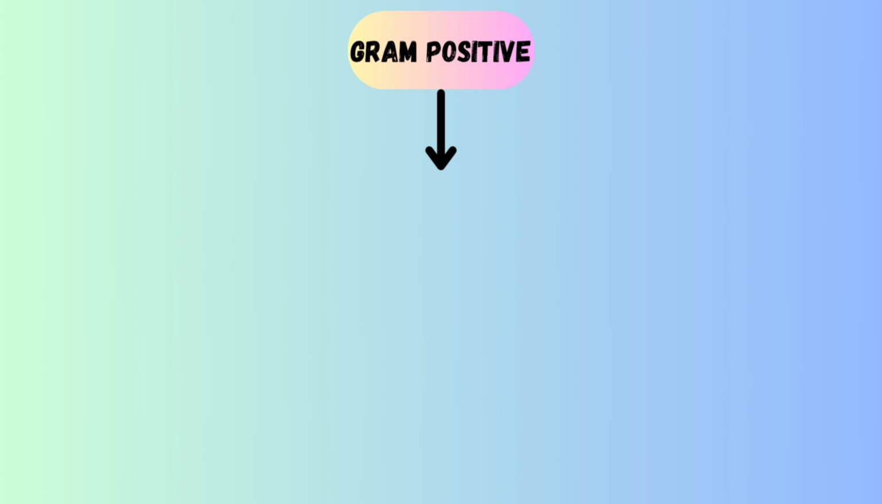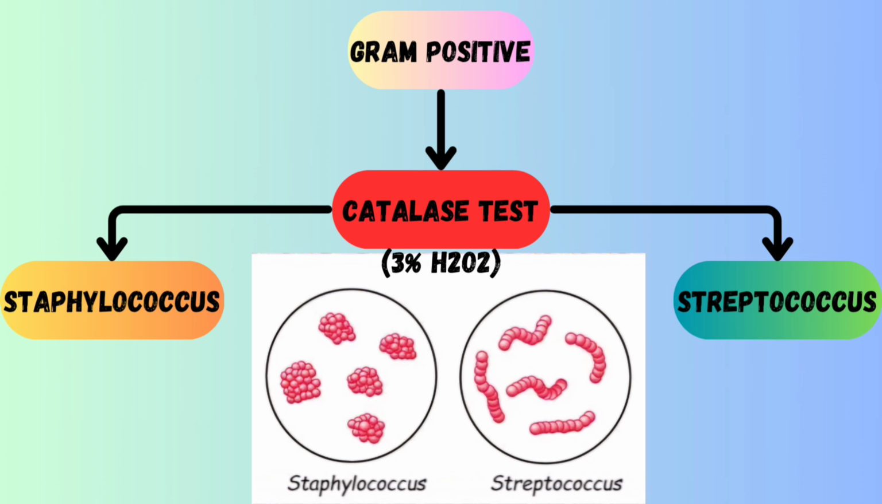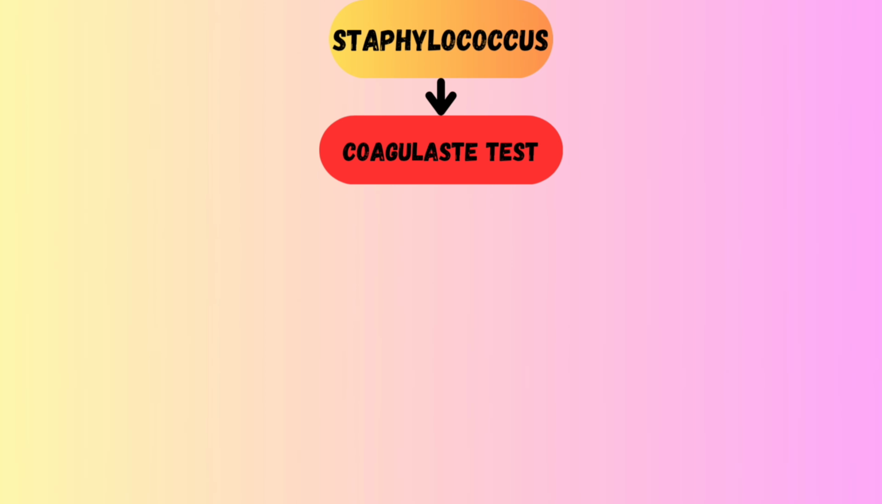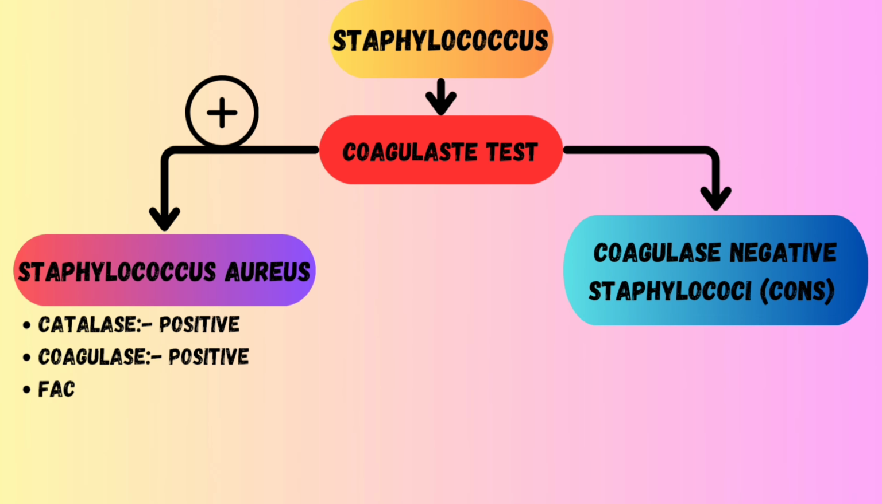Catalase test is primarily used to differentiate between Staphylococcus and Streptococcus. Staphylococcus species are catalase positive and Streptococcus species are catalase negative. Staphylococcus species are arranged in clusters, which can be further divided into coagulase positive Staphylococcus or coagulase negative Staphylococcus with the help of the coagulase test.